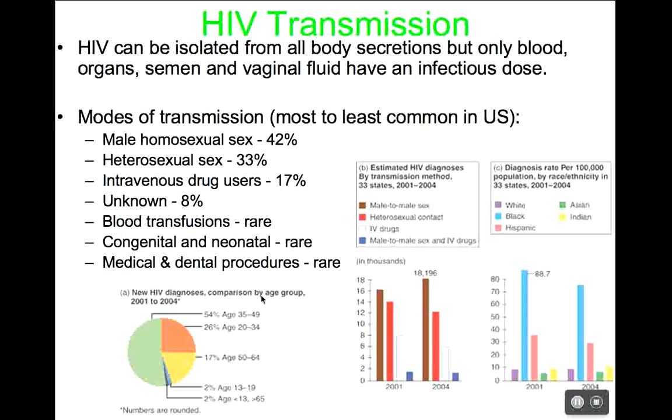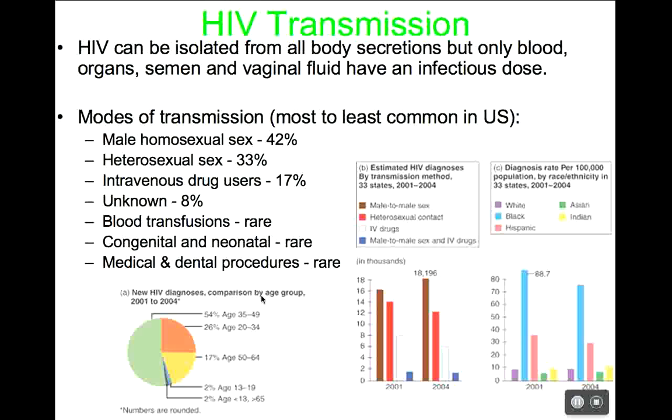Remember, the infection doesn't proceed unless you have the infectious dose. Trace levels are not enough. You have to have that infectious dose for the infection to proceed. And only blood, body organs, semen, and vaginal fluid have that infectious dose. So that's the only way to acquire HIV, is through those different methods, or different fluids, I should say.